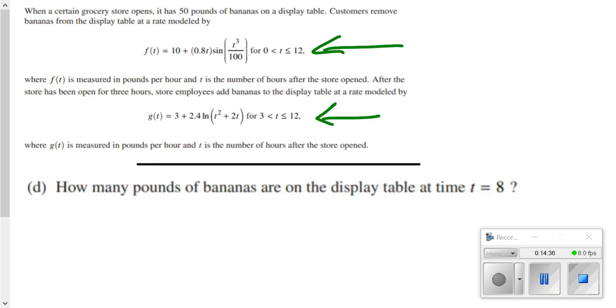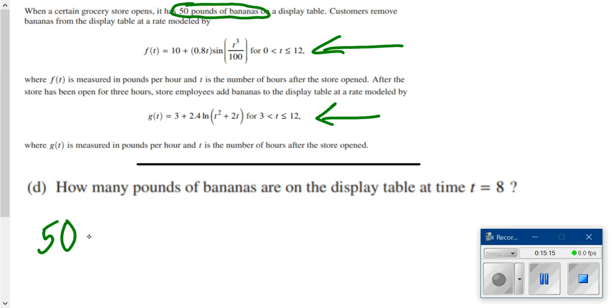Okay, and then part D, how many pounds of bananas are on the display table at time equals 8? It's important that you get this. I don't know if they're going to be so devious this year, but sometimes there is some little factoid in the stem of the question that you don't use until part D. I think it's kind of mean, but they also kind of do it a lot. So, I mean, bad on you if you don't realize that. Okay, so how many pounds of bananas are on the display table at time equals 8?